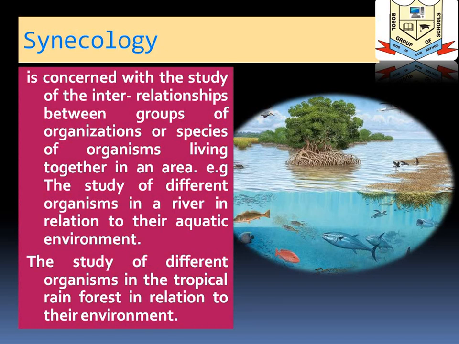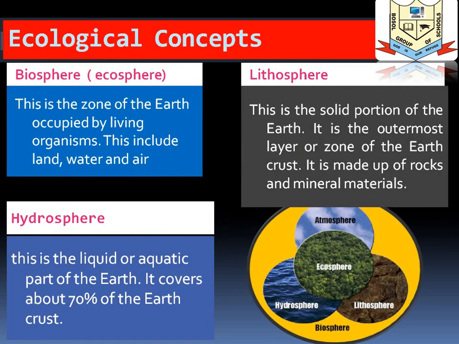Another example is the study of different organisms in the tropical rainforest in relation to their environment. I use the example of school to enable us to have a better understanding of the subject matter. So, for us to understand ecology as a whole, the study of plants and animals in relation to their environment, there are some basic concepts that we need to know. Knowing what these concepts are will help us to understand the subject matter better.